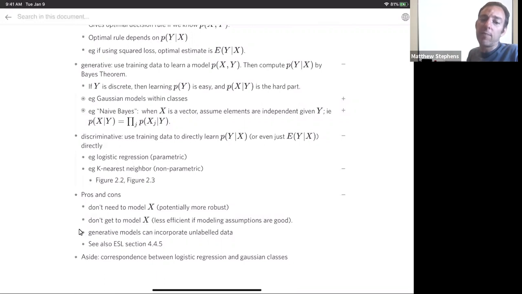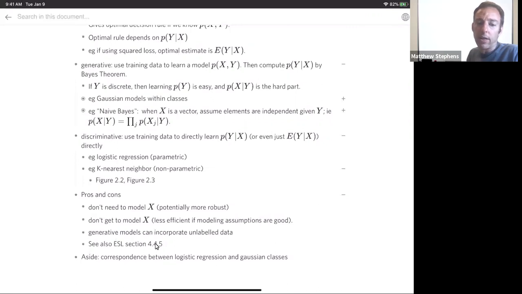It's actually possible to use generative models to use unlabeled data. So that's another kind of nice feature. That's especially nice in settings where it's expensive to collect labeled data, but it's very easy to collect unlabeled data. So think about images that you might have hand labeled by a human. That might be expensive, and then collecting a bunch of unlabeled images could be really cheap. So that's easier to build into generative models.